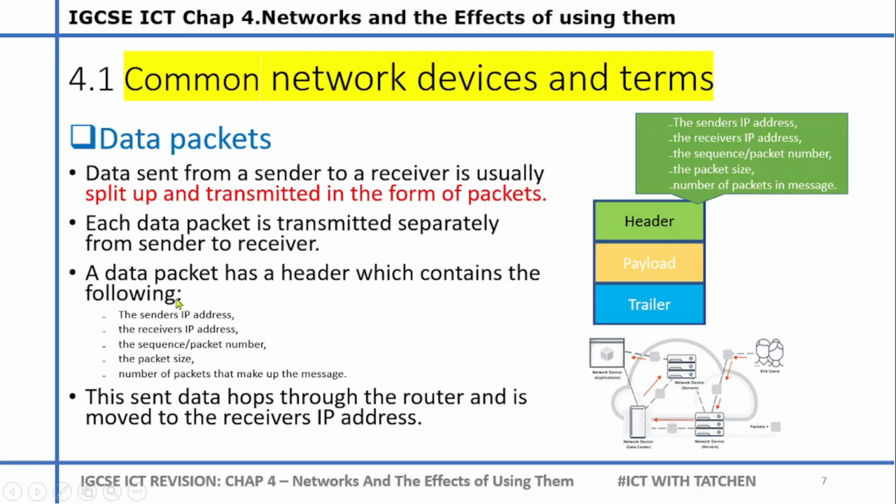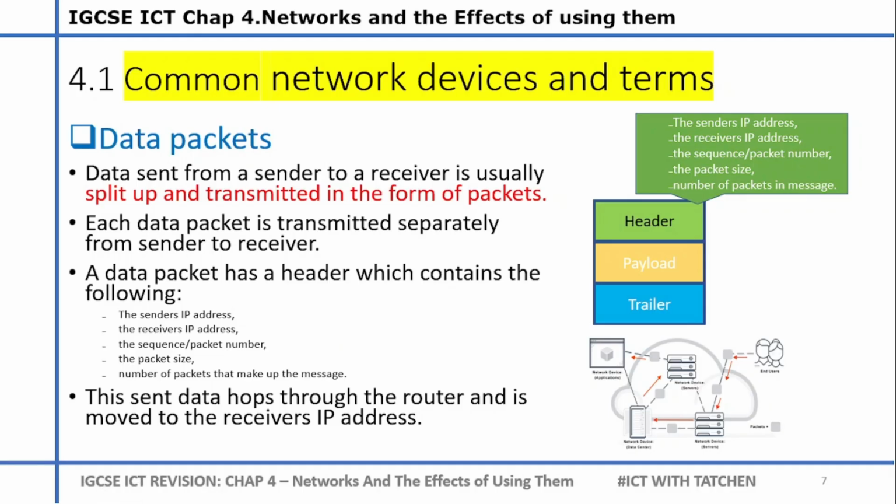Now, very important, a data packet has what? A header section which contains the following: the sender's IP address, the receiver's IP address, a sequence or packet number and the packet size, and lastly, the number of packets that make up the message. So this is simply to tell you that if I send you a long message, it is split up into small packets and transmitted through the network.